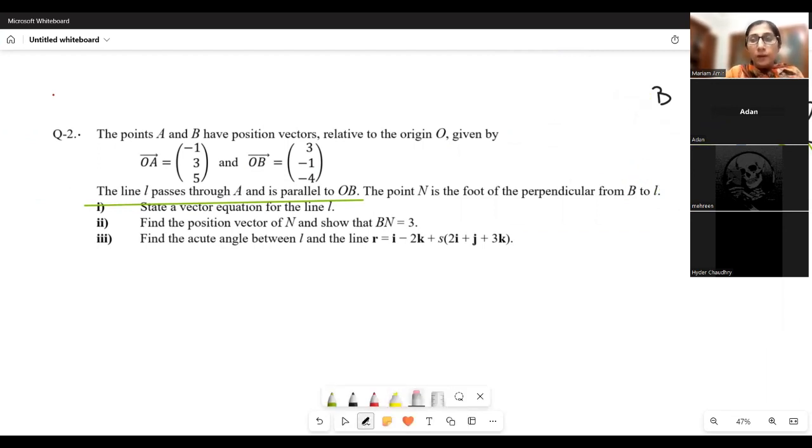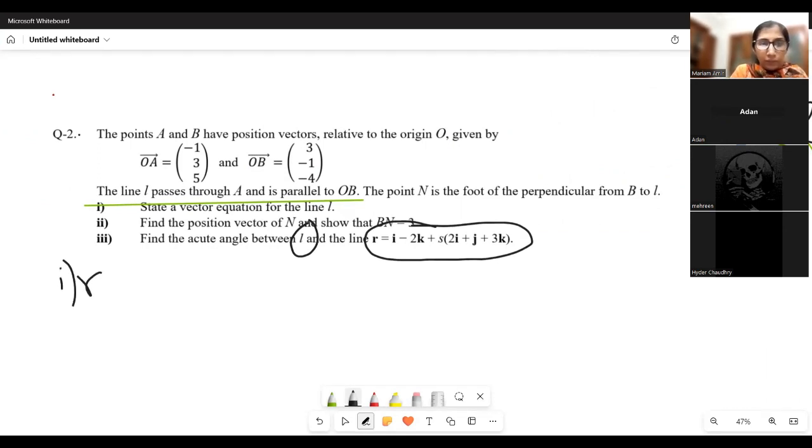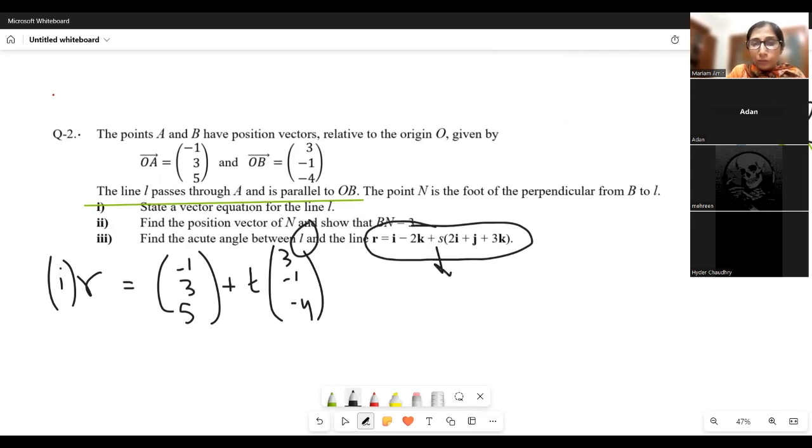Okay, so the last part is: find the acute angle between the line L and this new line. Now, how do you find the acute angle? What was line L? We found it in part 1. It was (-1, 3, 5) plus, I think I used t, (3, -1, -4). Yes. And this vector equation is going to be (1, 0, -2), because the j component is 0, and then (2, 1, 3). Okay.